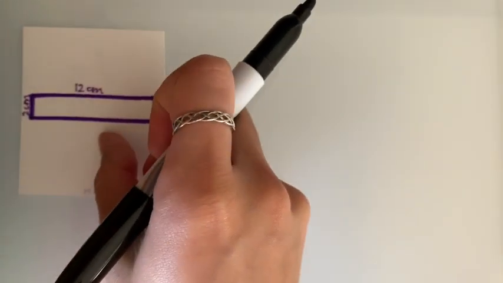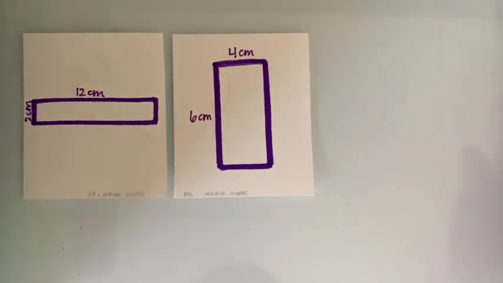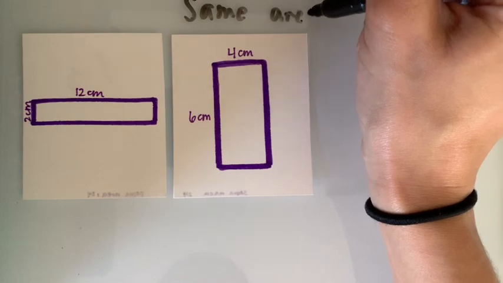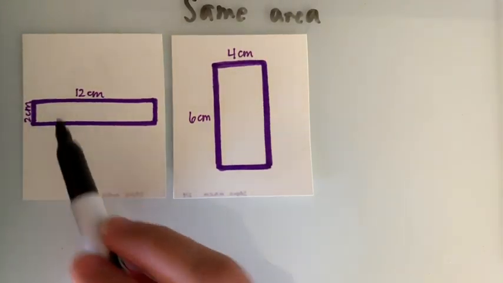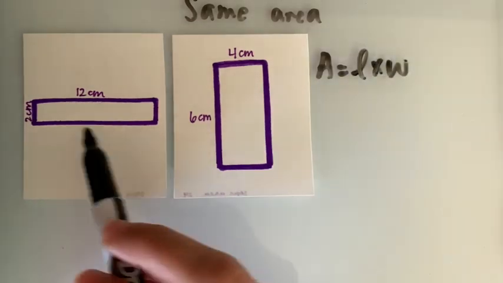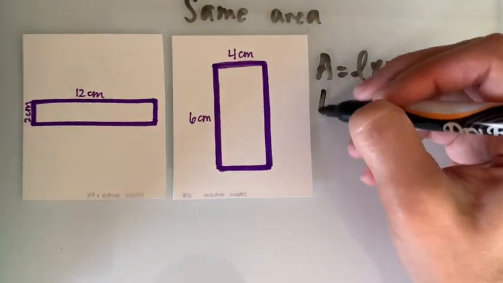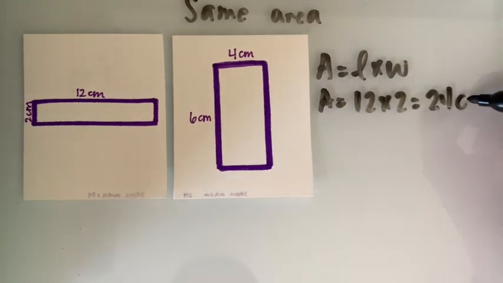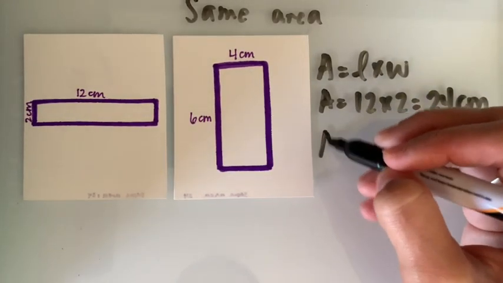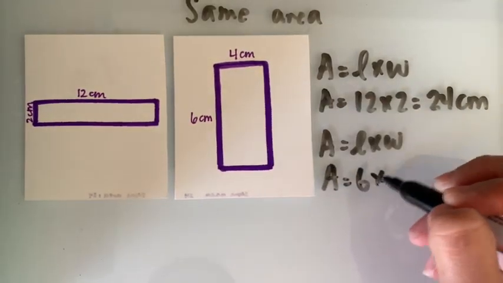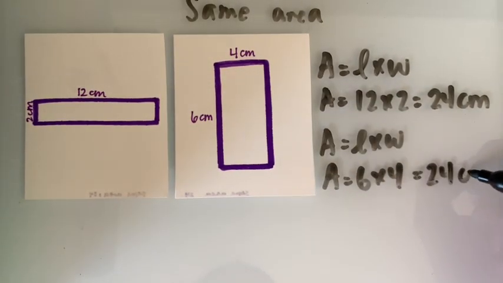Number one, we're going to see these two figures here, and we need to figure out whether they are the same or they are different. And if so, what about them is different? So first, we're going to look at the area of each shape. For the first shape, the area is length times width, which is 12 times 2, and that equals 24. For the second shape, the area would be 6 times 4, which is also 24.